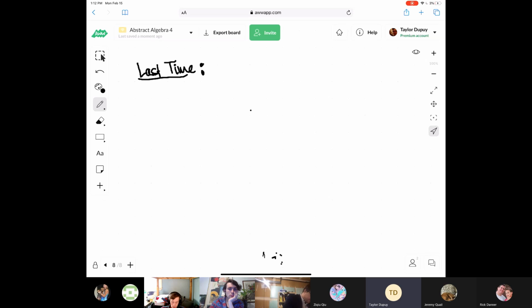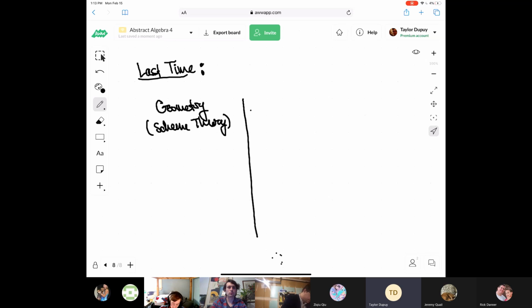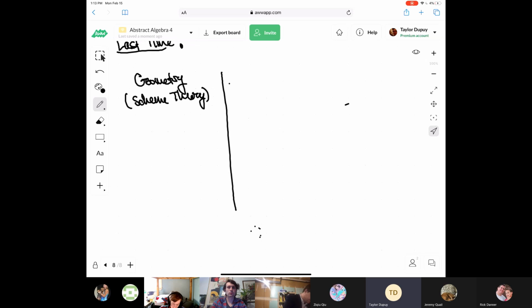So we made this statement that a lot of what we're doing right now is really secretly a lot about geometry. So geometry, this is like scheme theory. This is what algebraic geometry studies, and then there's commutative algebra.